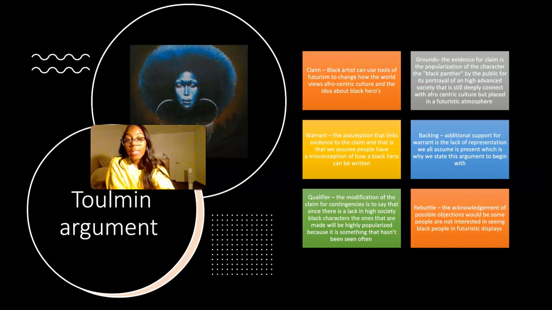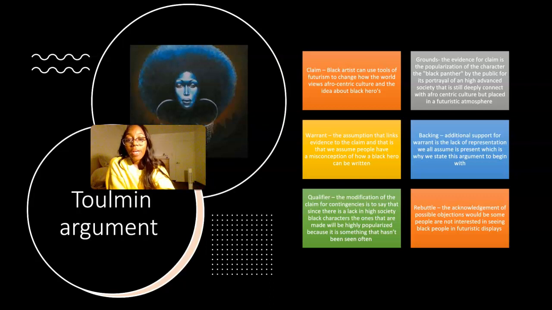The assumption that links evidence to claim is that we assume people have a misconception of how a Black hero can be written. The additional support for the warrant is the lack of representation we all assume is present, which is why we state this argument to begin with.